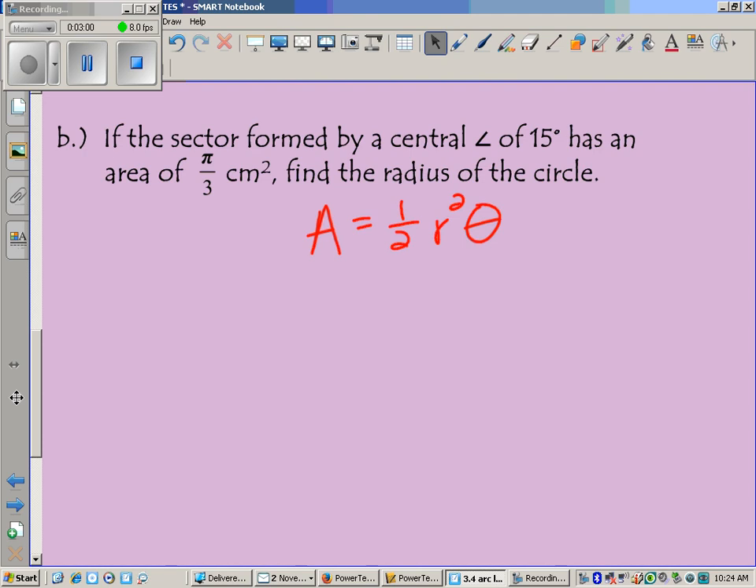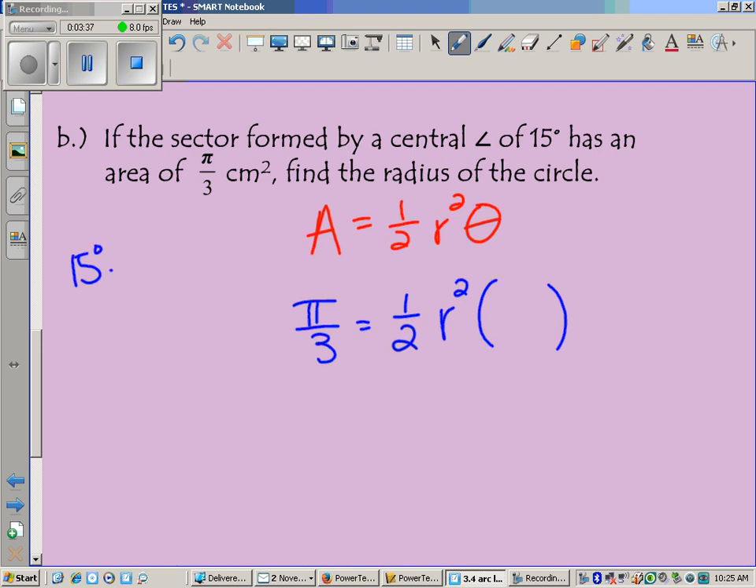So what is the area of this sector, this pizza slice? pi/3. My 1/2 is still just a number, right? 1/2. What is the radius of this circle? We don't know, so let's just call it r squared. And what is the angle? But I don't want to put 15 in there. What do I need to do with the 15 anyway? Convert it to radians, right? Because this angle doesn't mean degrees, it means radians.